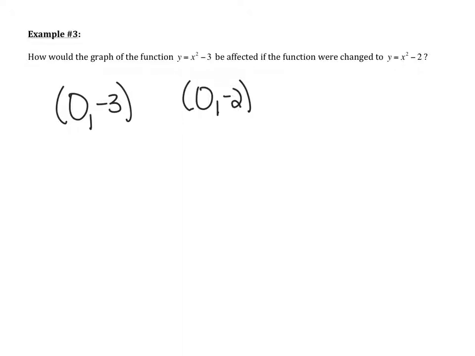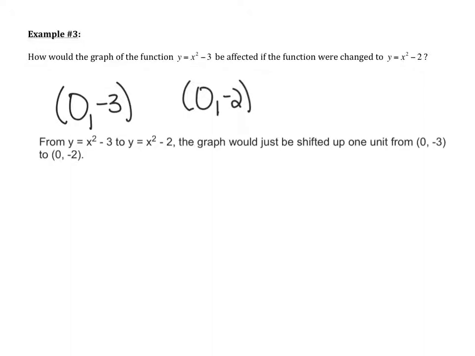So what the difference would be is I'm going from 0, negative 3 to 0, negative 2. So from this graph to this graph, I would just be shifting it up 1 unit. So once again, from y equals x squared minus 3 to y equals x squared minus 2, the graph would just be shifted up 1 unit from 0, negative 3 to 0, negative 2.